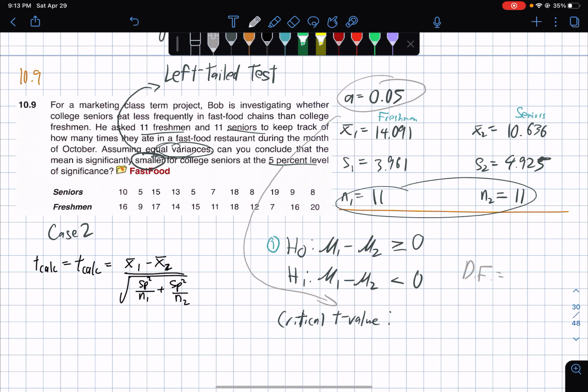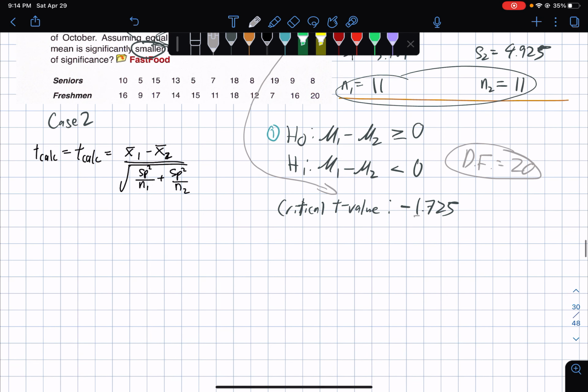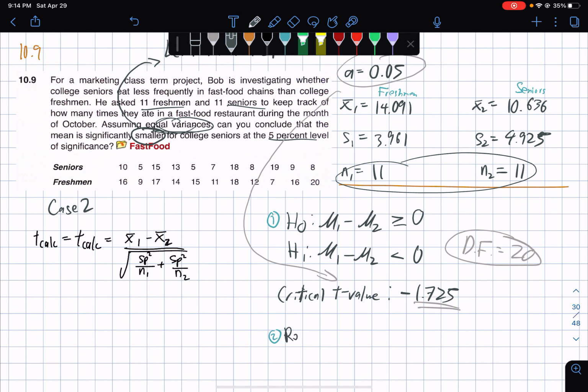Degrees of freedom is equal to 11 plus 11 minus 2. 11 plus 11 is 22, minus 2 is 20. So df is 20. Based on the t-table, we have negative 1.725. Why is this negative? Because it's a left-tailed test. Should it be right-tailed, it's going to be positive. Should it be two-tailed, it's going to be plus minus. But it's left-tailed, so it's negative. That's step one. Step two, reject H0 if t calc is less than negative 1.725.